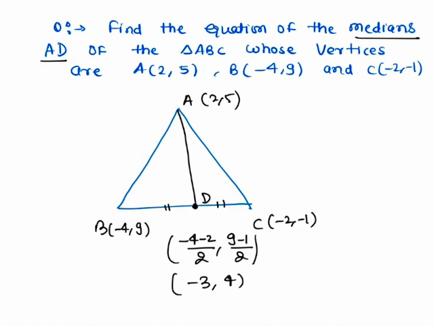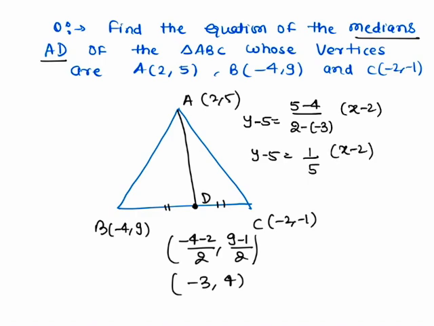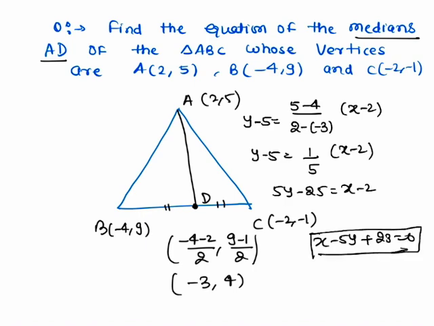Then the line equation AD in two point form we can write: y minus 5 equals 5 minus 4 divided by 2 minus of minus 3 into x minus 2. So y minus 5, 5 minus 4 is 1, and 2 minus of minus 3 is plus, so this will come as 5, into x minus 2. If you simplify, 5y minus 25 equals x minus 2. So if I simplify, x minus 5y plus 23 equals 0. So this is the median AD equation.